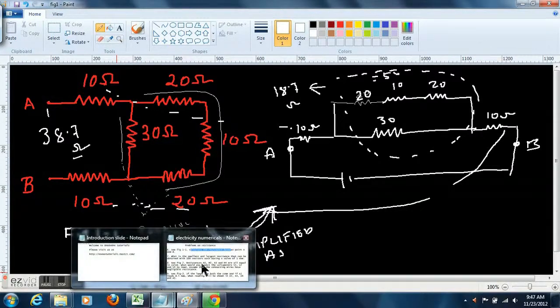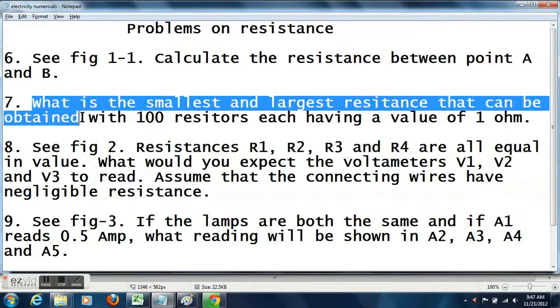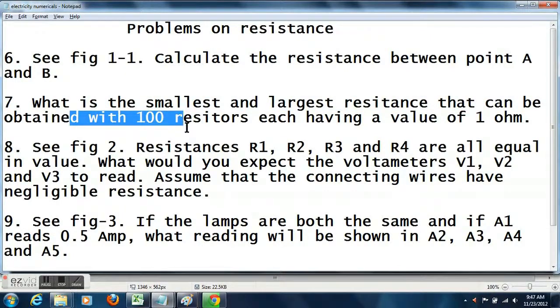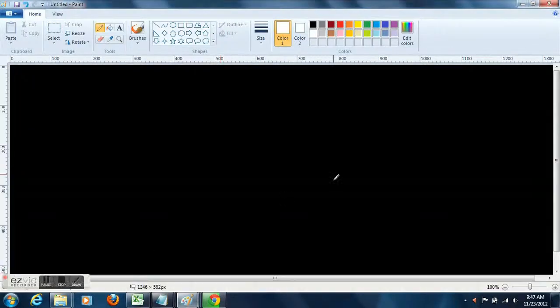Now let us try to solve the next problem, problem number 7. What is the smallest and largest resistance that can be obtained with 100 resistors each having a value of 1 ohm? It's very simple actually. We know that the smallest resistance comes when they are all in parallel, and the largest resistance comes when they are all in series.